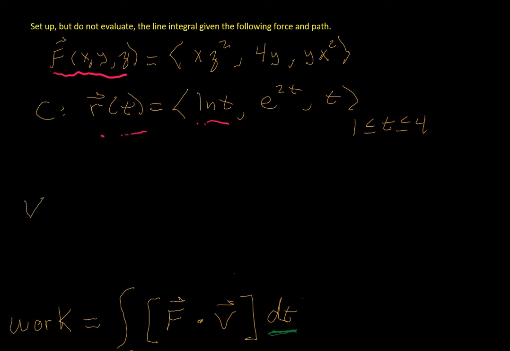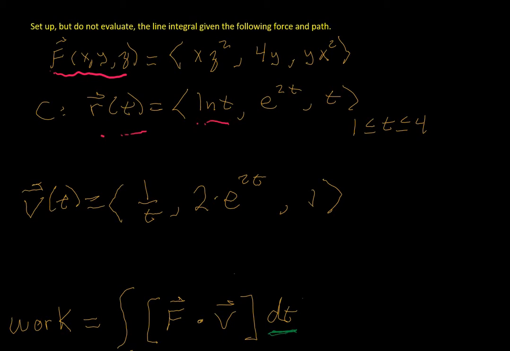Velocity vector v of t equals: the derivative of the natural log function is 1 over t. The derivative of e to the 2t power is 2 multiplied by e to the 2t power. And the derivative of t is just 1. So there's our velocity vector.